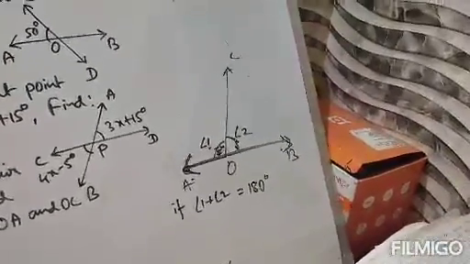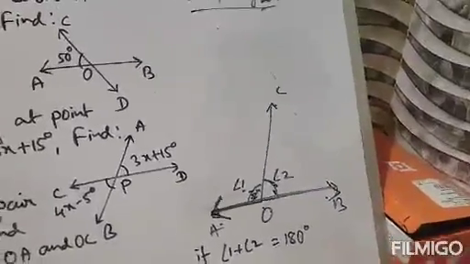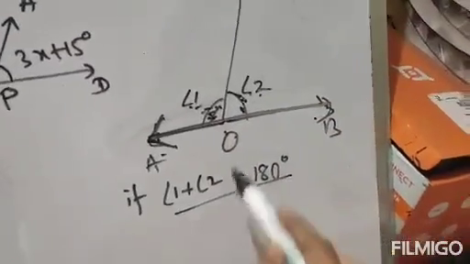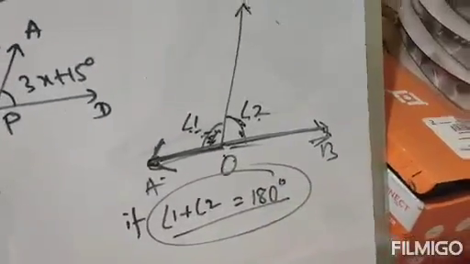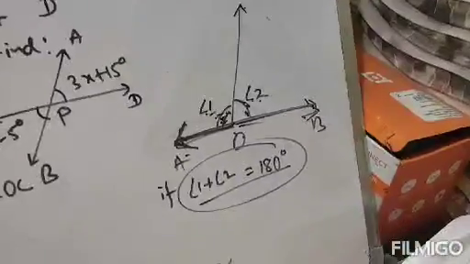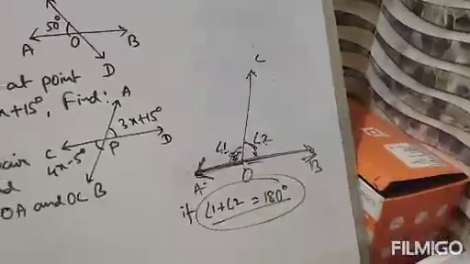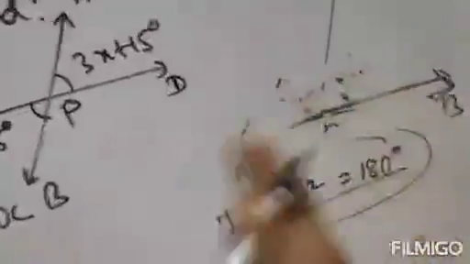So it states that if the sum of two adjacent angles is 180 degrees, then the exterior arms will always lie in a straight line. Angle 1 and angle 2 are adjacent angles, and if their sum is 180 degrees, then the exterior arms OA and OB will be in a straight line, or we can say AOB is a straight line. That is property 2. Clear? So there are two properties, property 1 and property 2. Based on these two properties, we will start solving the questions from your first exercise.